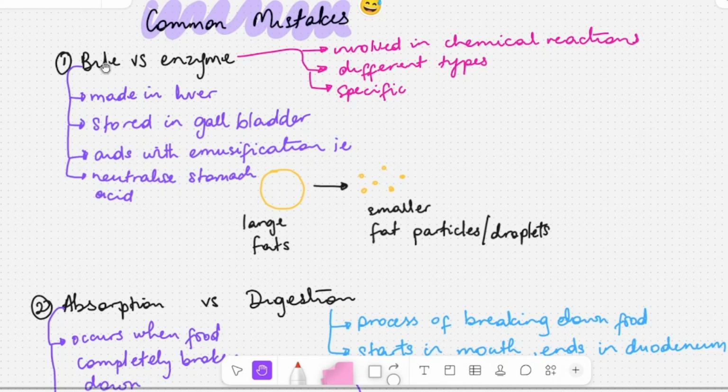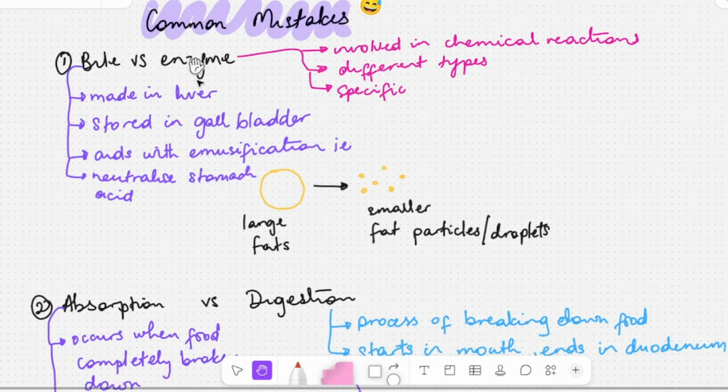We'll talk a bit more about that whenever we are doing the respiratory system. Bile is made in the liver. It is not stored in the liver, it is stored in the gallbladder. And it helps with only this process here of emulsification. So this emulsification is breaking down the large fat globules into smaller ones. We also have the help with the neutralization of that acid from the stomach.